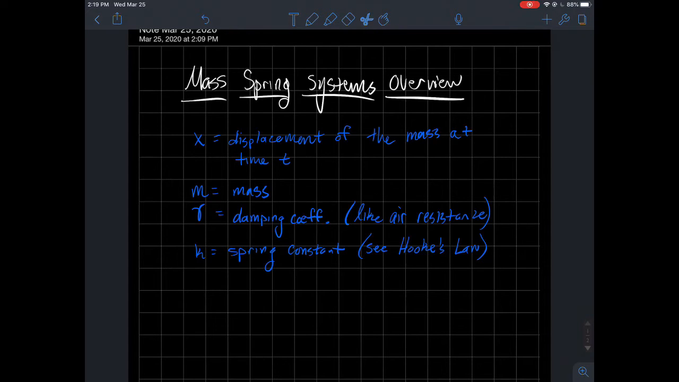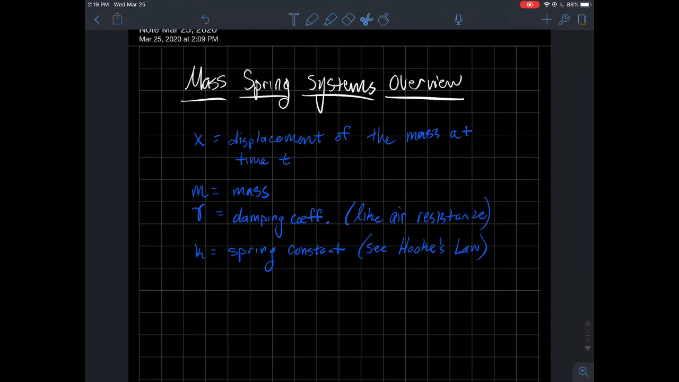So x is the displacement, how far away it is from the equilibrium point at time t. m is the actual value of the mass itself. Gamma is the damping coefficient. Damping could be something like air resistance, or maybe your mass is moving back and forth on the spring through a fluid. Anyway, theoretically, there's some damping coefficient that goes along with whatever medium your mass is moving through. And last, k is the spring constant. If you've had some physics before, k comes from Hooke's law.